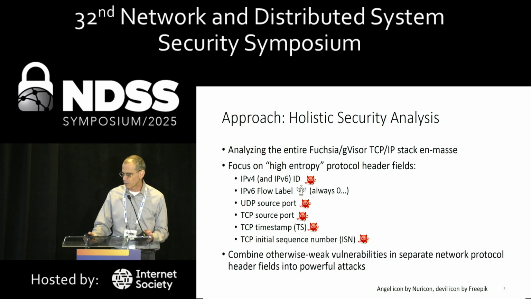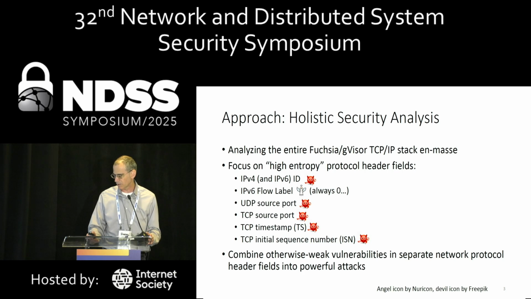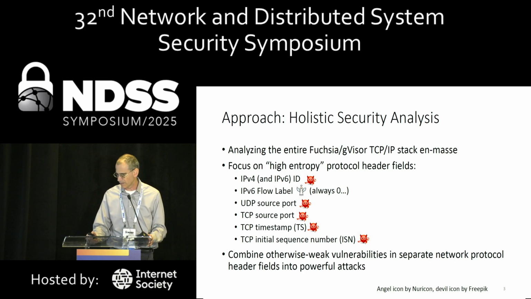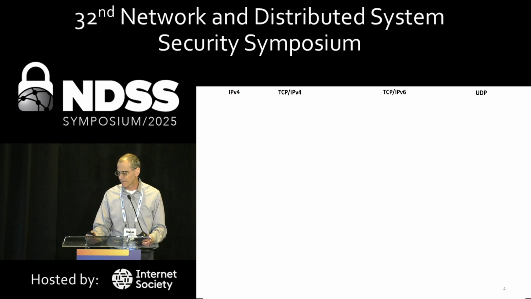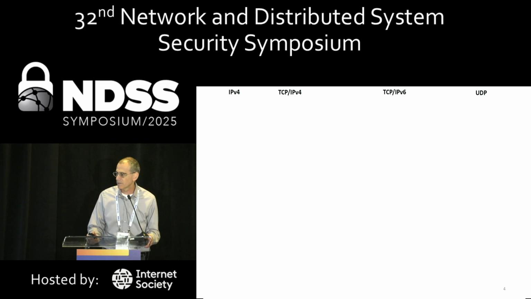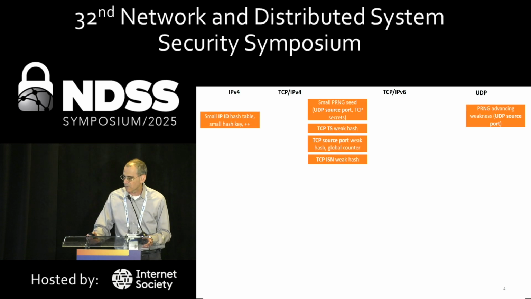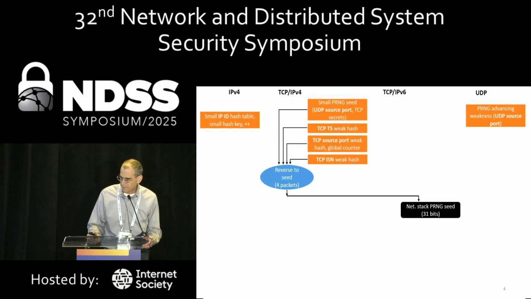And then we went on to combine those somewhat weak security vulnerabilities in separate network protocol headers and separate network layers into some powerful attacks. And this is the map, the diagram of the attacks we found. We found 6 vulnerabilities, and we were able to combine them.